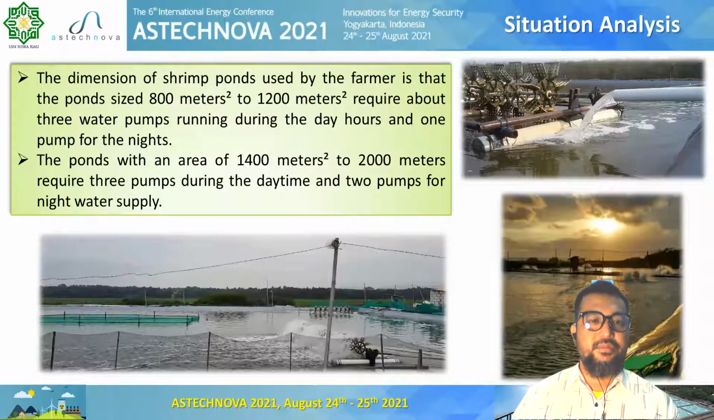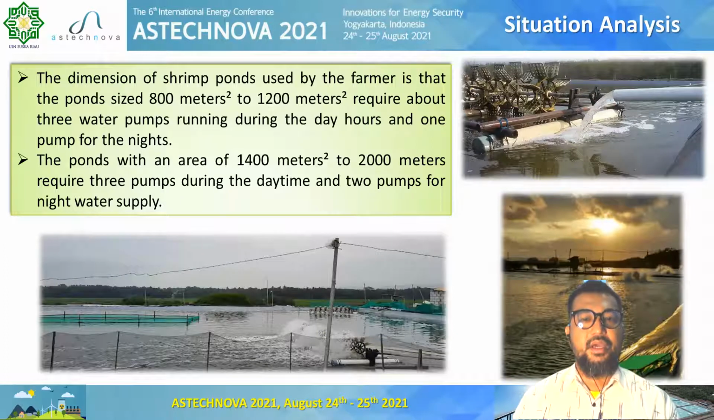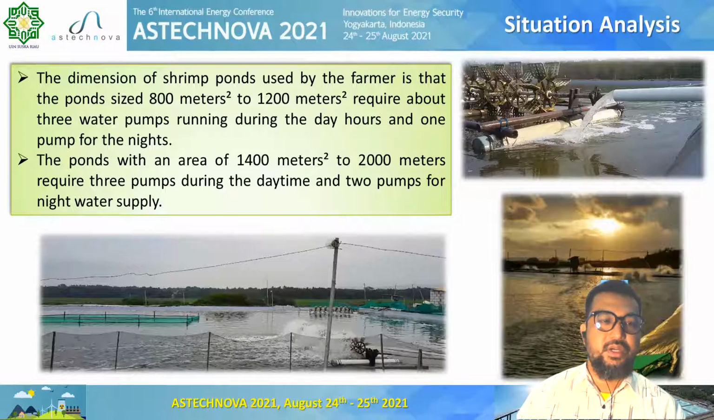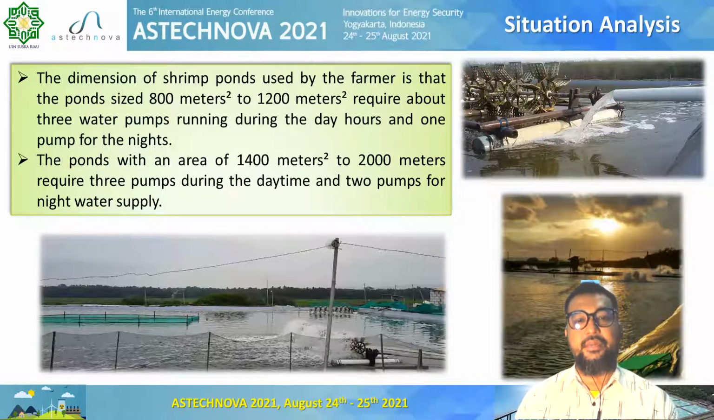The dimensions of shrimp ponds used by the farmers vary. A pond of 80 square meters to 1,200 square meters requires about 3 water pumps running during the day and 1 pump at night. A pond with an area of 1,040 square meters to 2,000 square meters requires 3 pumps during the daytime and 2 pumps during the night water supply.